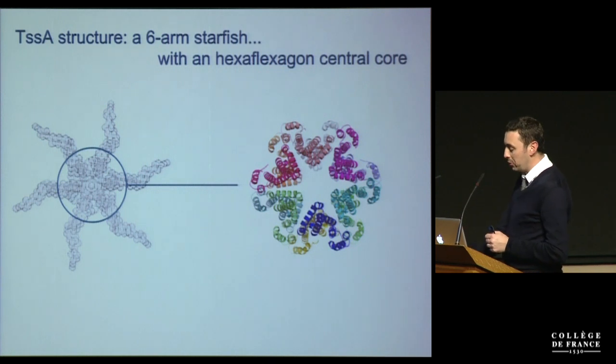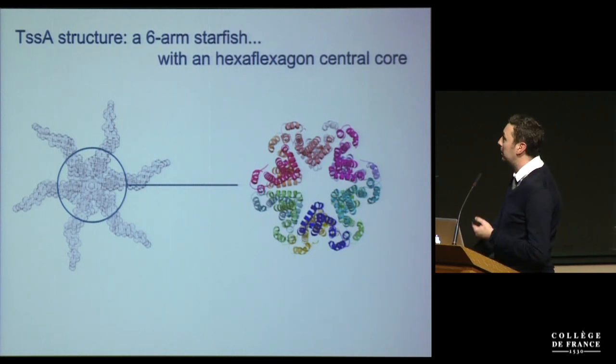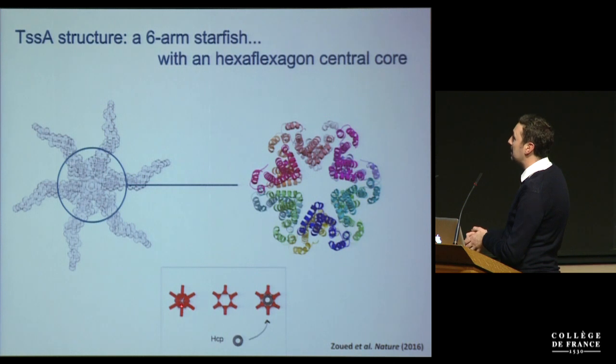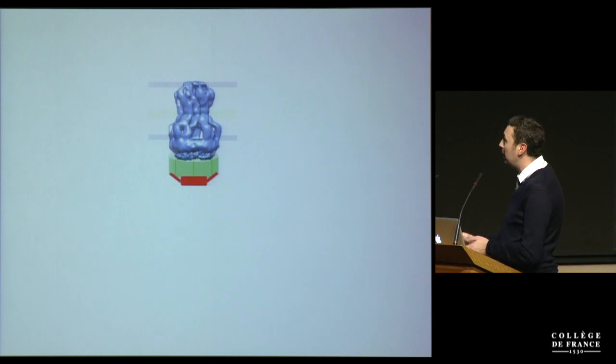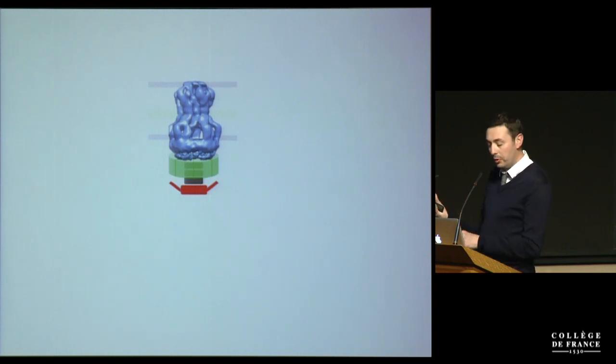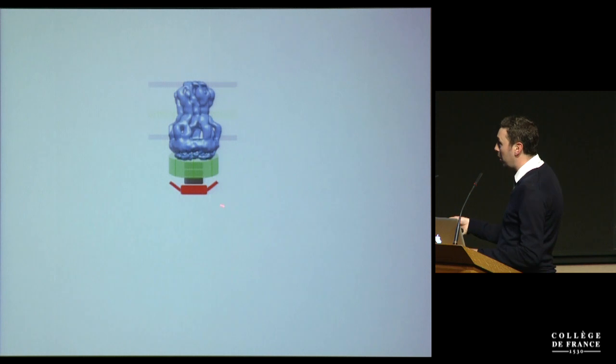So I won't go into all the details of the current model, but what we propose is that the 6 triangles inside TSSA in the central core here will open to leave the space for the passage of 1 HCP protein here. Okay. So we propose a model in which binding of TSSA to the baseplate will just recruit the tube component that will interact and pass through the central core, and then the arms will interact with the sheath component, and then they will recruit 1 row of sheath.